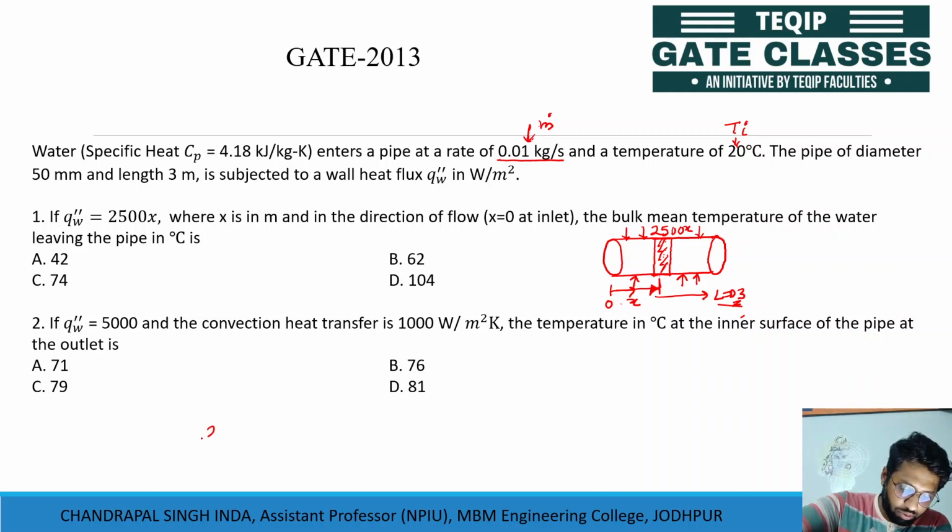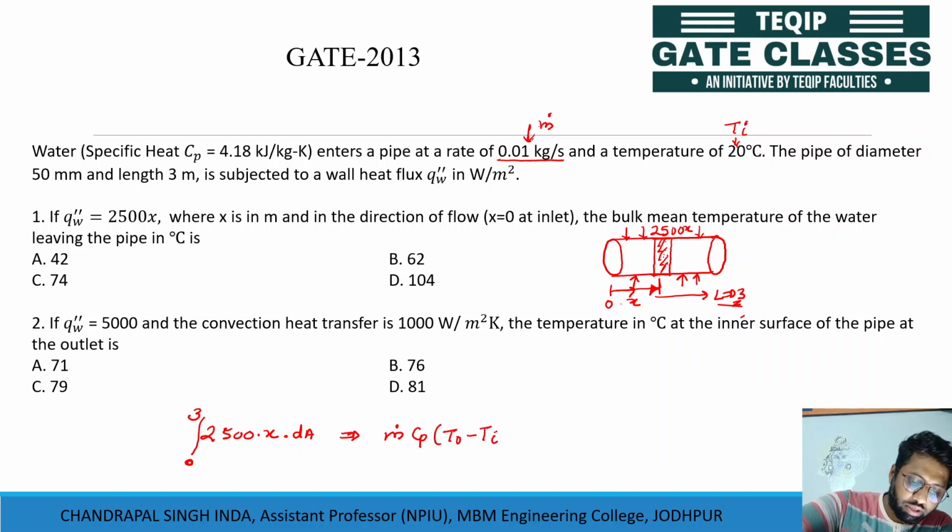So that will be equal to 2500 into x into the elementary area dA, and that is required to be integrated from 0 to L. L is equal to 3 meter, and that will be equal to m dot Cp into T outlet minus T inlet, as the internal energy of the fluid is going to increase.